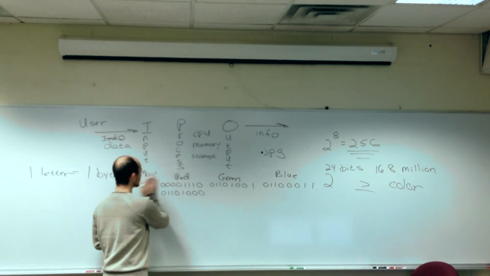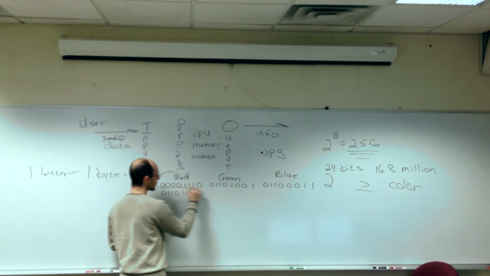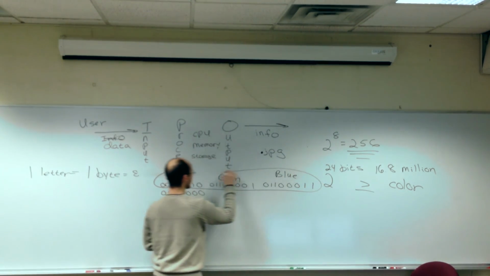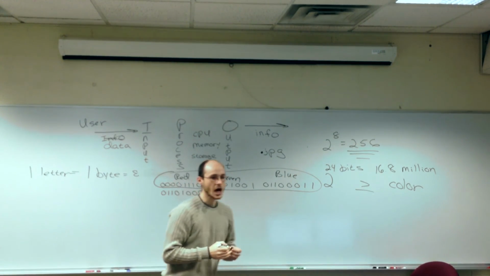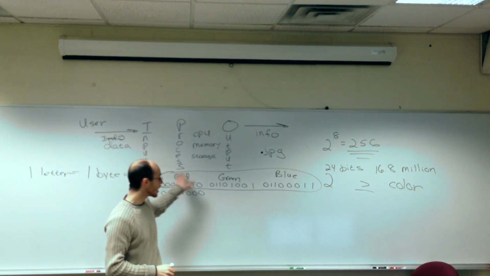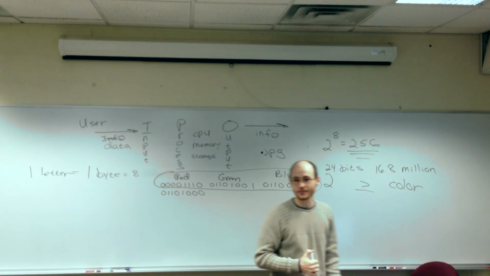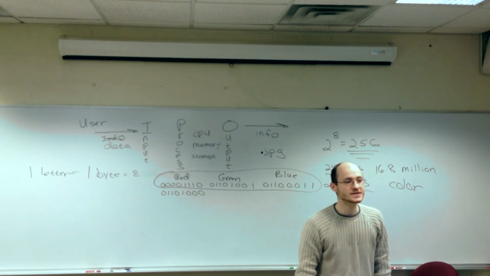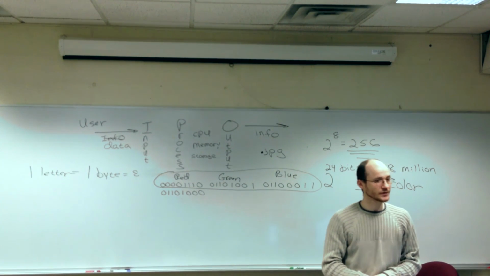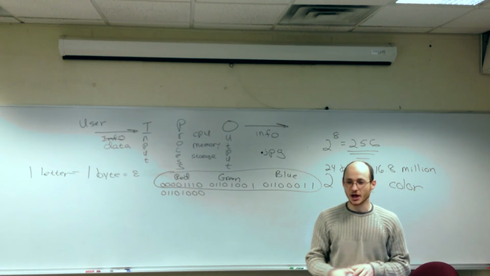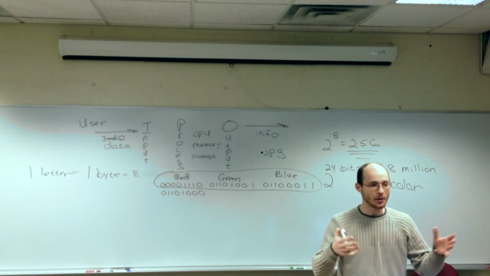This is basically telling me how much red I need to add to it, how much green I need to add to it, and how much blue I need to add to it. And this is the reason why we love our digital computers. We love them so much, we are starting to become like them.